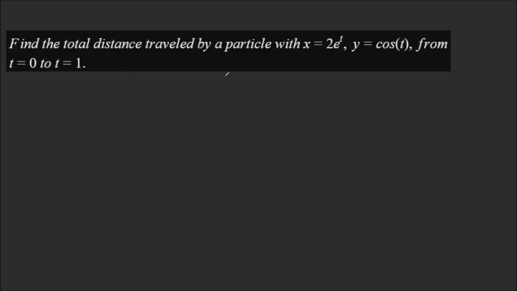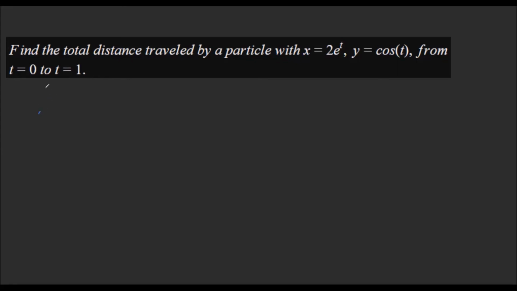This is going to be our final practice problem. We're actually going to try to find the total distance traveled by a particle with x position 2e to the power of t and y position cosine t. We're going to find that from 0 to 1. So as you know, let's just say total distance is d. D is equal to the integral from a to b of the square root of x prime t squared plus y prime t squared.